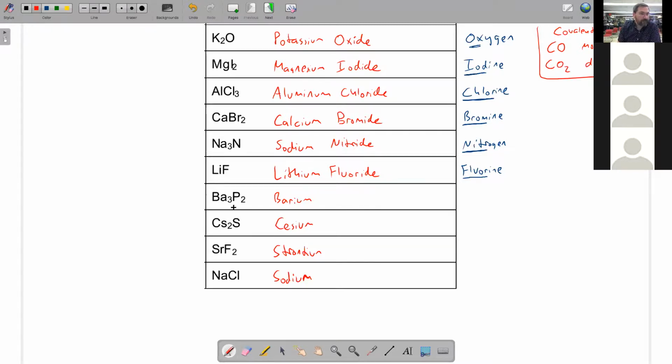Barium, and then this is phosphorus. So when you write phosphorus, the phos, the phosph is preserved, and it's phosphide.